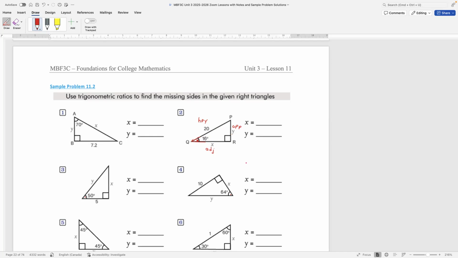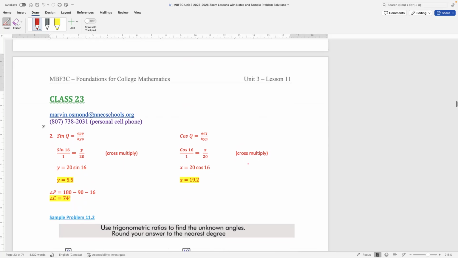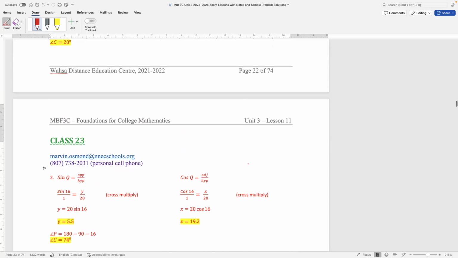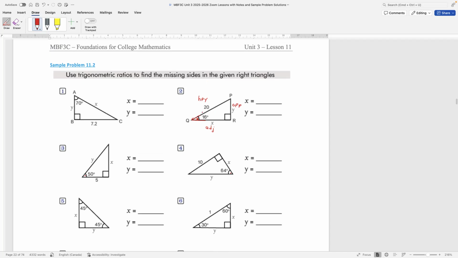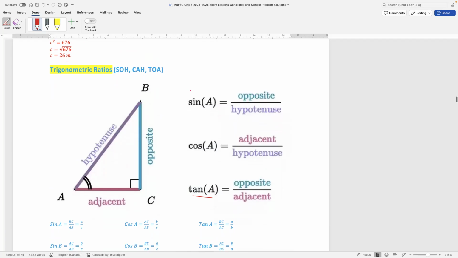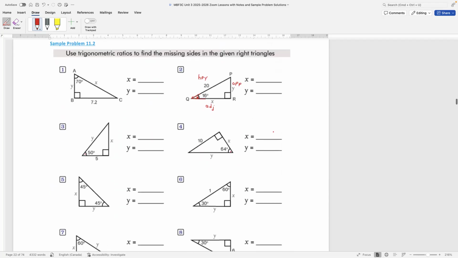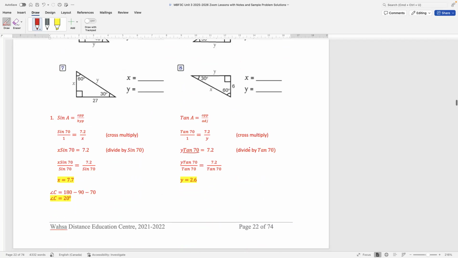So let's scroll down and see which one I did first, actually. So in number two, I did opposite over hypotenuse. So if you're not quite sure, come back up here. Opposite over hypotenuse is sine. So I'm going to be using sine. So sine of 16 degrees equals opposite over hypotenuse. Hypotenuse is 20 and the angle is 16 degrees.